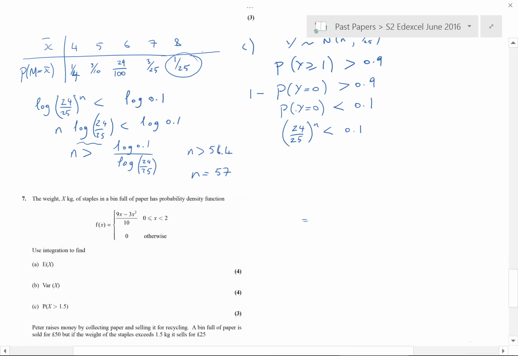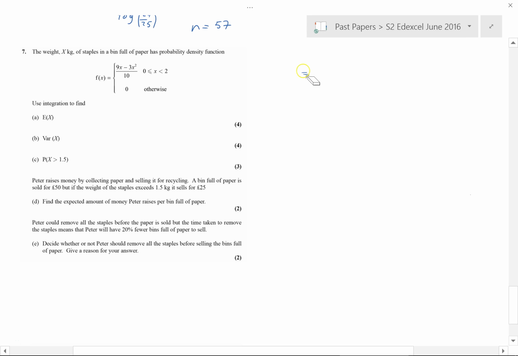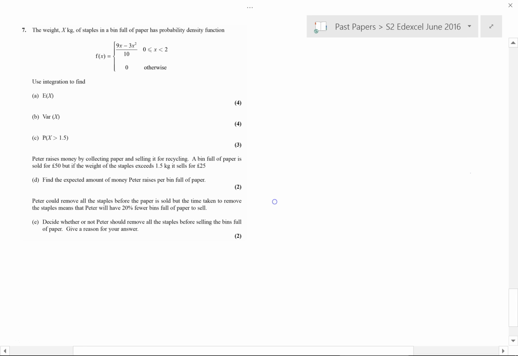Okay, so we're on to the last question now. And it's a continuous random variable question, and we've got a PDF. There's a formula for finding the mean and variance. The mean, this is part A, is equal to the integral between the relevant limits. The general case is minus infinity to infinity of x f(x) dx. But in this particular case, obviously our limits are 0 to 2.